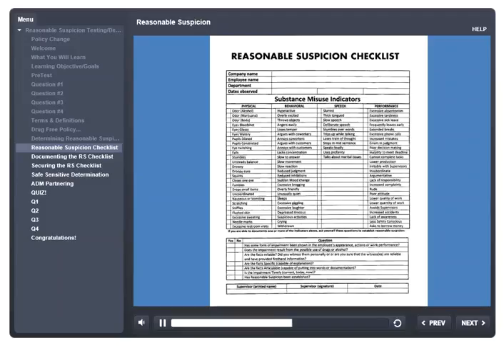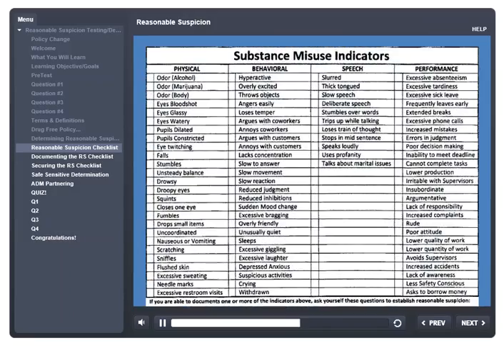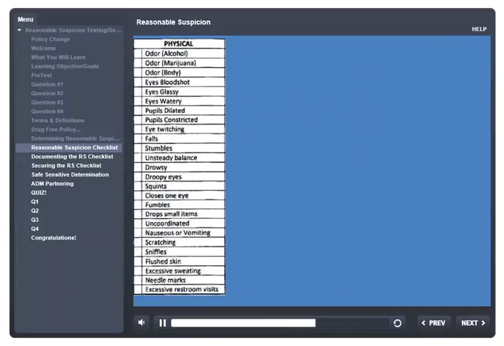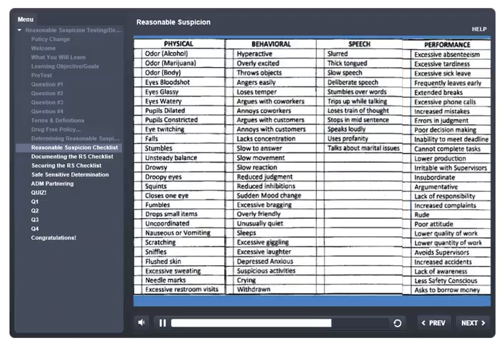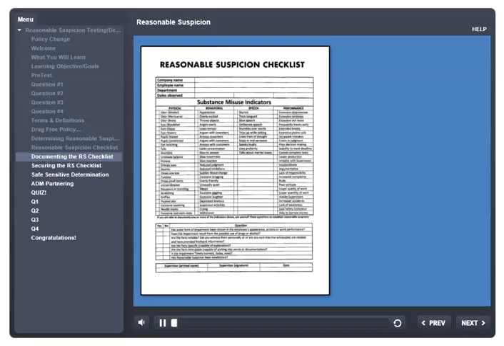The Reasonable Suspicion Checklist form contains 4 substance misuse indicator categories. They are physical, behavioral, speech, performance. Under each category is a list of substance misuse indicators. Some examples of these substance misuse indicators include glassy eyes, lacks concentration, and uses profanity. Others include errors in judgment and poor decision-making. Now, let's learn how to complete the Reasonable Suspicion Checklist.